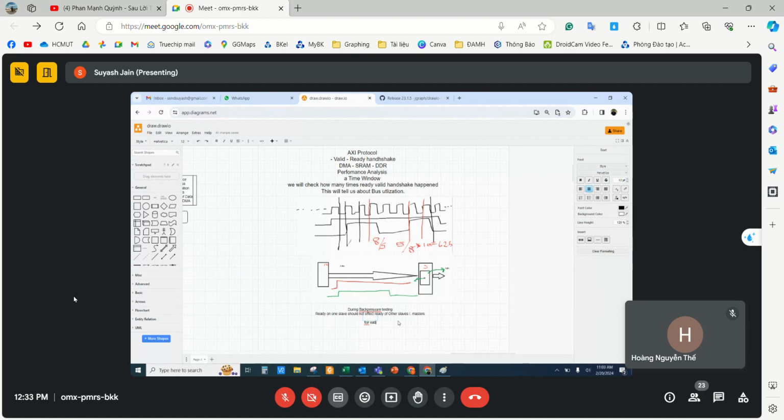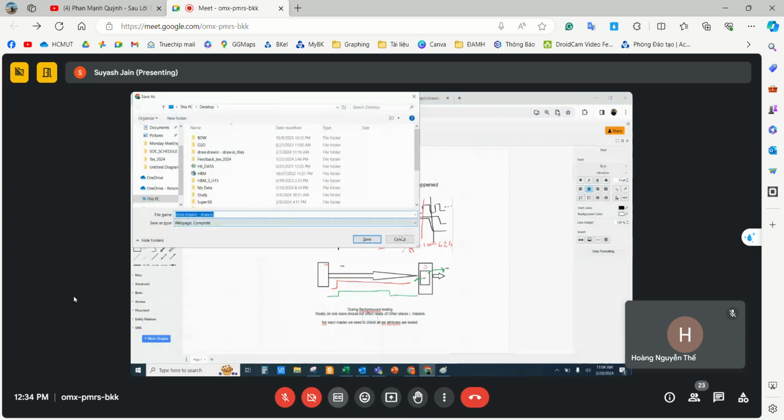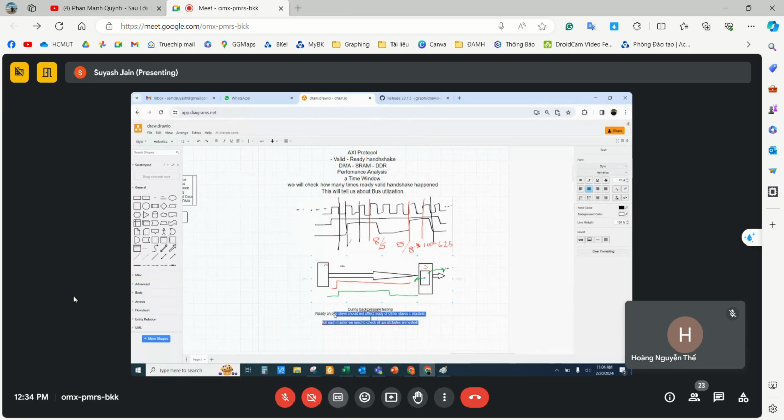So for each master, we need to check that all AXI attributes are tested. This is basically to check that all masters can access all the slaves. All masters should access all slaves with all the possible or valid AXI attributes.